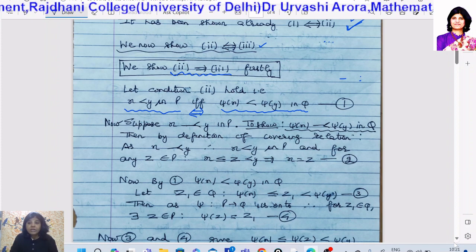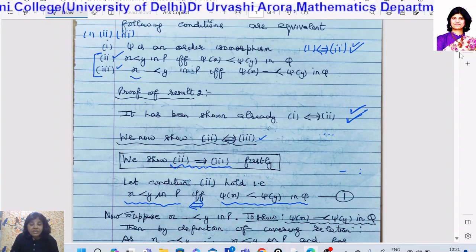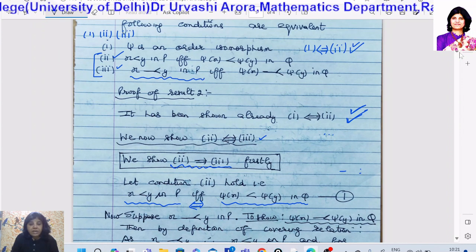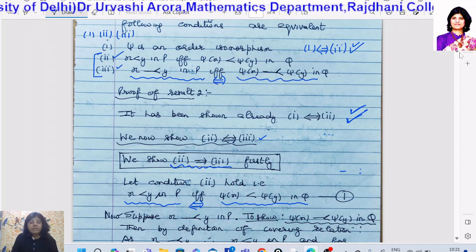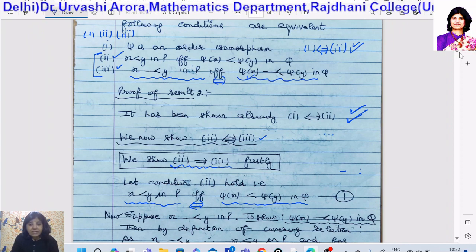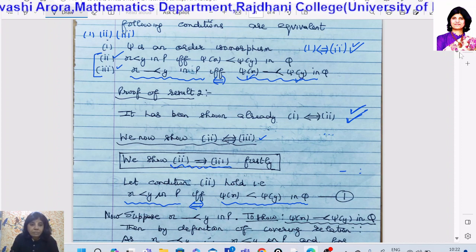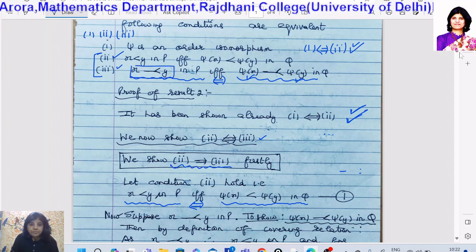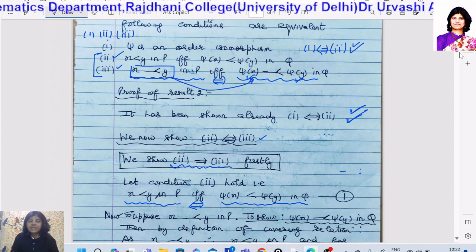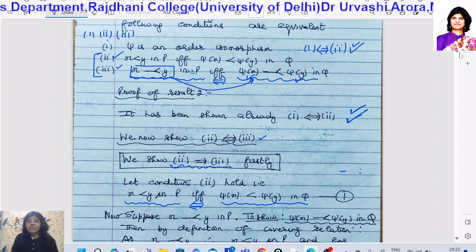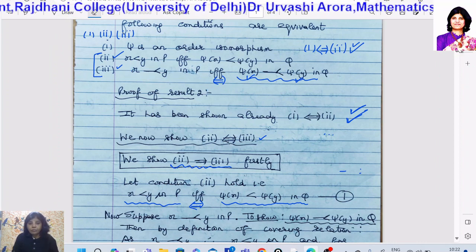What we have to show is condition 3. And what is condition 3? Condition 3 is that x is covered by y in P if and only if their images behave in the same way, which means that psi x is covered by psi y in Q. So let me suppose this part, and then I will show this part. Let me suppose that x is covered by y in P, and then I will show that psi x is covered by psi y in Q.